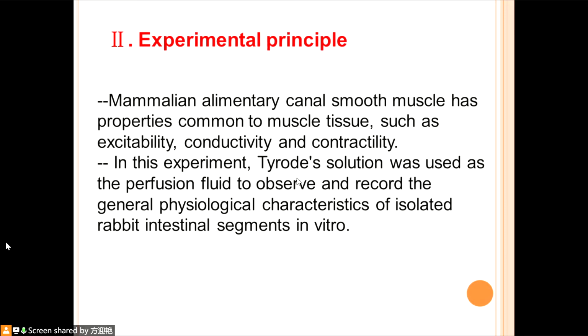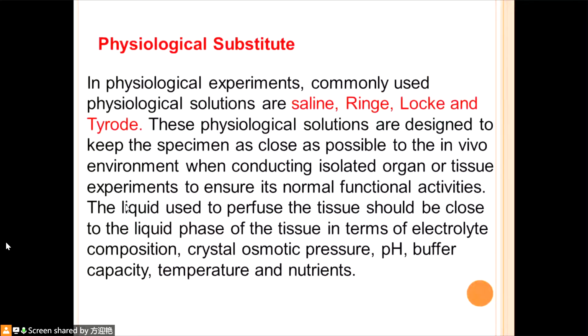In this experiment we will use a solution, and according to the animals we use Tyrode's solution. Tyrode's solution was used as the perfusion fluid to observe and record the general physiological characteristics of isolated rabbit intestine in vitro. For animals like rats or rabbits we use physiological solutions, which we call Tyrode's solution, and in translation it is the internal environment of the animal's body.